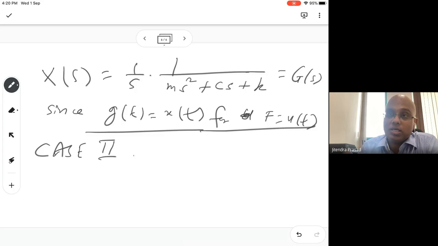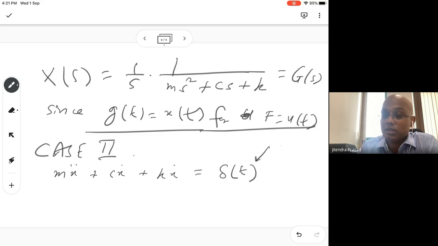Okay. Case 2 is the impulsive response. So what do we have? We have the same equation, mx double dot plus cx dot plus kx is equal to a unit impulse, delta t. So this is the unit impulse response, not response, but unit impulse force.